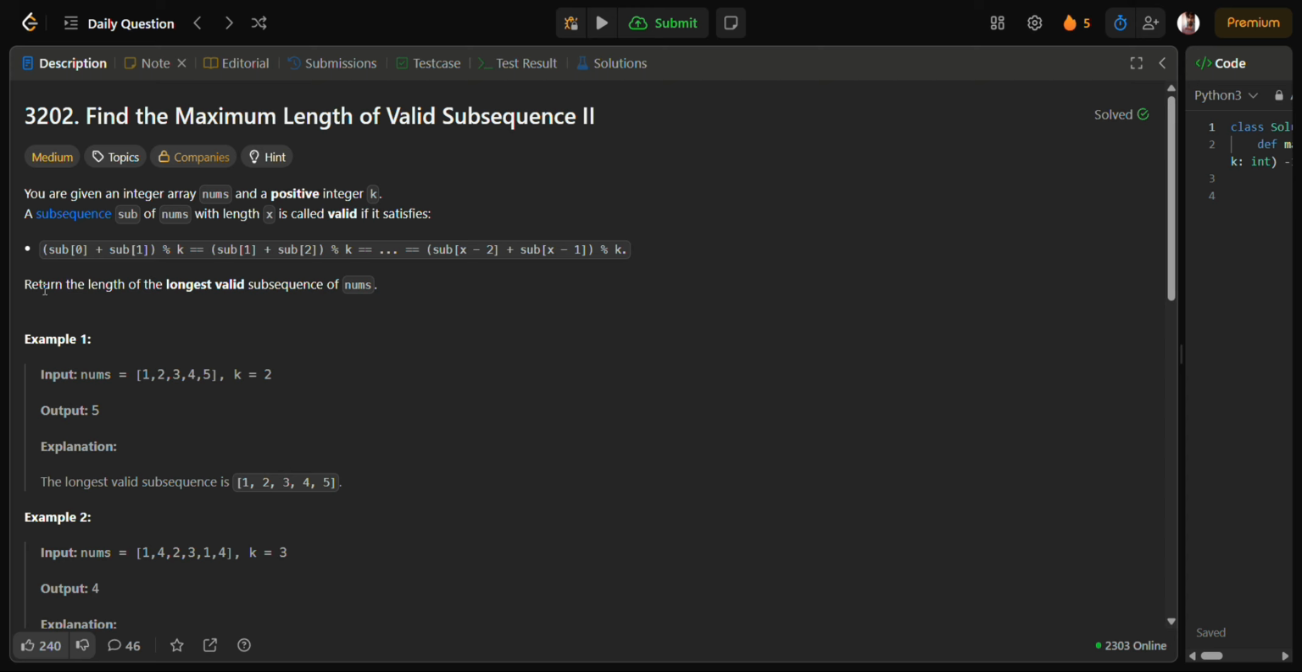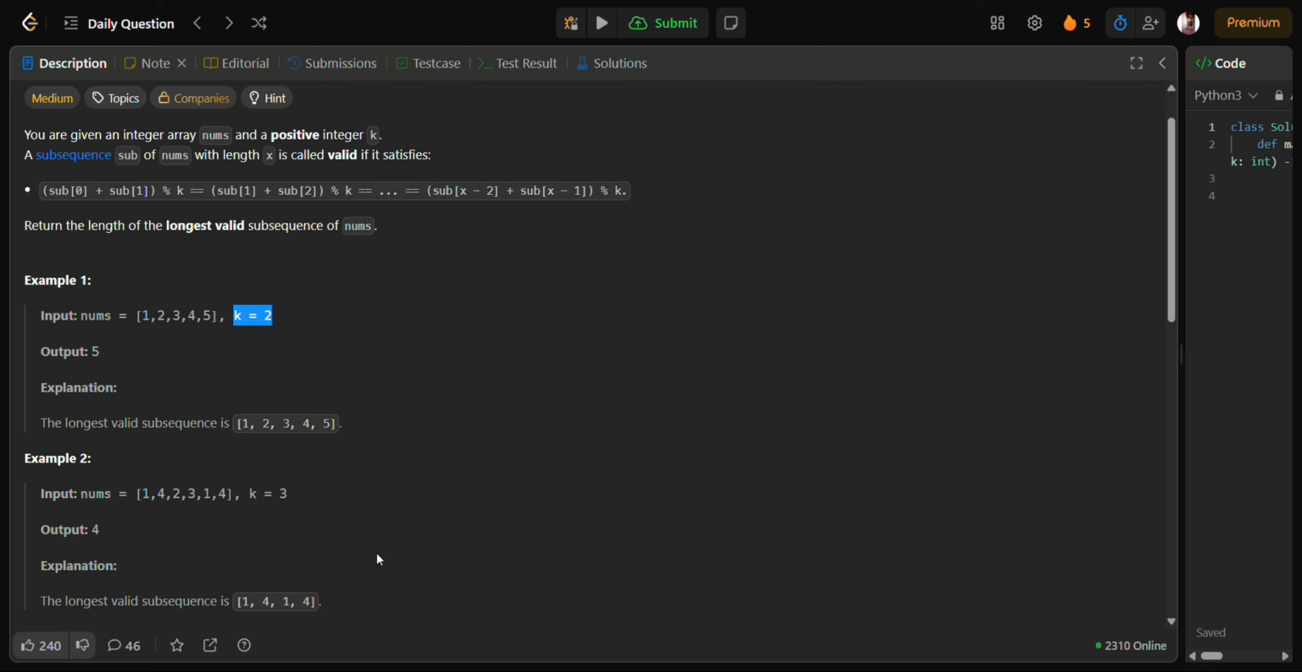Let's walk through the given example, nums equals 1, 2, 3, 4, 5, and k equals 2. We're trying to find the longest subsequence where the pairwise behavior, specifically how two consecutive elements in the subsequence add up and relate to k, stays consistent. Let's start by choosing the first two elements, 1 and 2. If we add them, we get 3. Now, when we divide 3 by 2, we're left with a remainder of 1. That becomes our reference pattern.